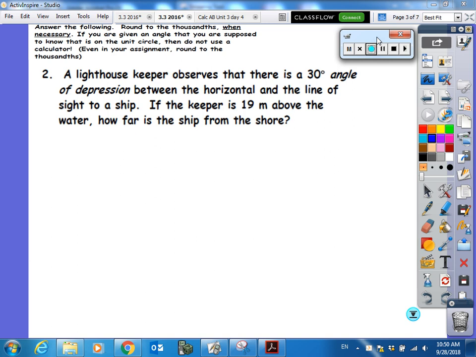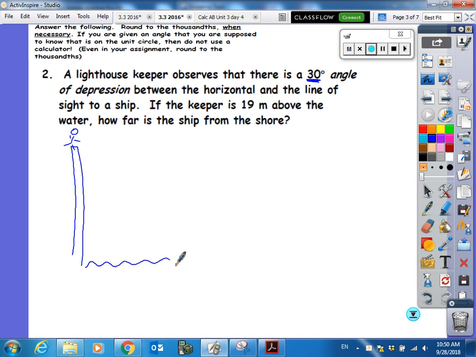So this one is a non-calculator problem because of that 30-degree angle. We change that to 20. Now it becomes a calculator problem. All right, so a lighthouse keeper. So lighthouse up here. A keeper, a person, standing up at the top of the lighthouse. He's looking around. Okay, an angle of depression between the horizontal and the line of sight to a ship. So the ship is out here in the water. You don't have to draw a picture. I'm just drawing a picture so you can see what I'm talking about.